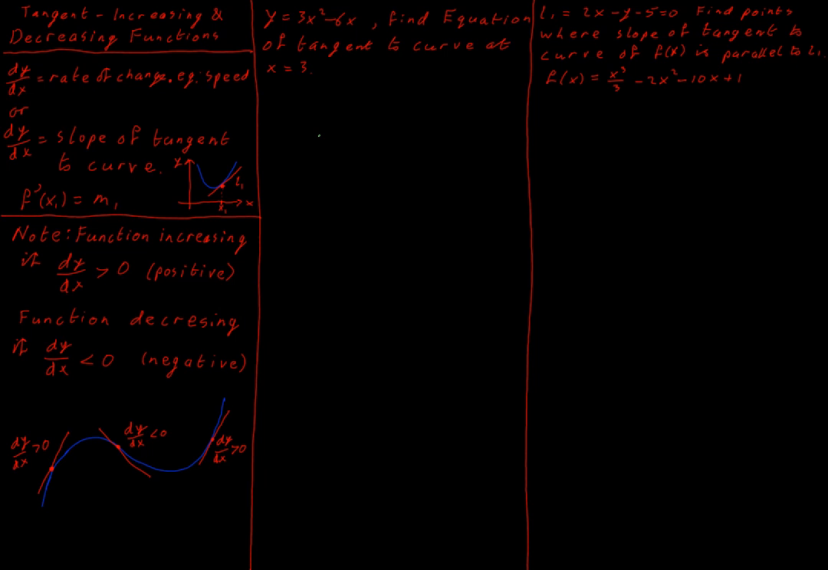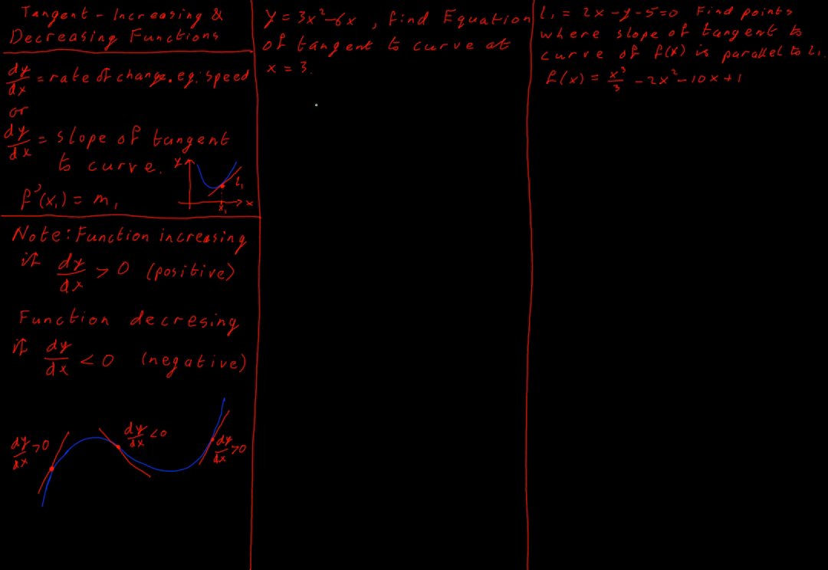Now, let's jump into this and recap what we already know about getting equations of tangents when we're dealing with dy/dx. So I have y = 3x² − 6x. Find the equation of the tangent to the curve at x = 3. I'm asked for the equation of a tangent to the curve. This tells me two things. Tangent to the curve means I'm dealing with dy/dx, and I know that without any further prompting.